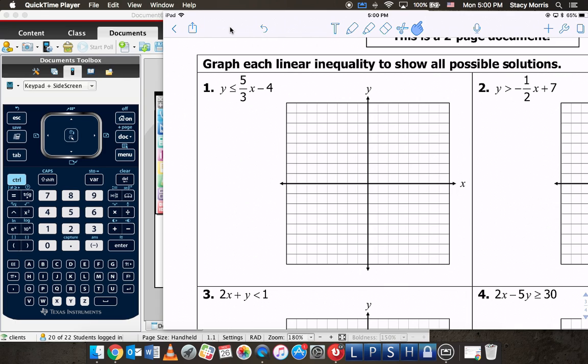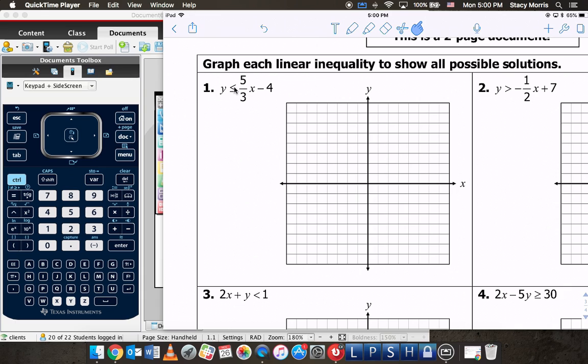Okay, so yesterday we learned how to graph inequalities. So this is just going to be a quick review of that. I'm also going to demonstrate using the calculator to verify my answer. You could definitely use the calculator to get an answer, but I'm going to use it to verify my answer. So we're going to start with number 1.